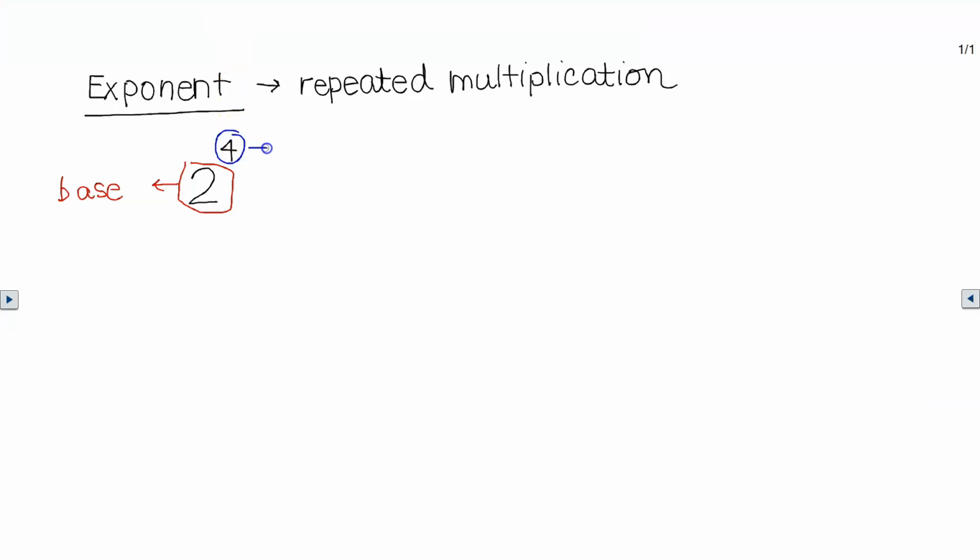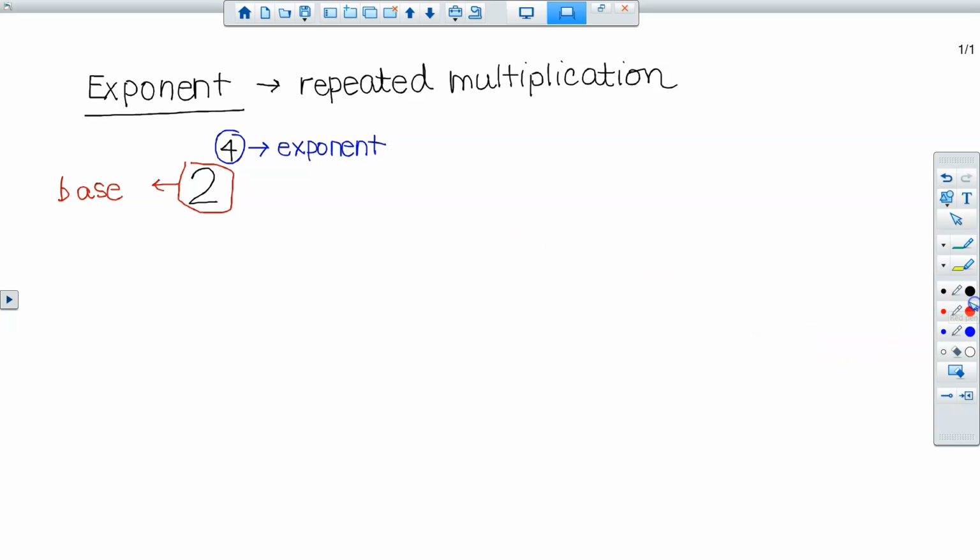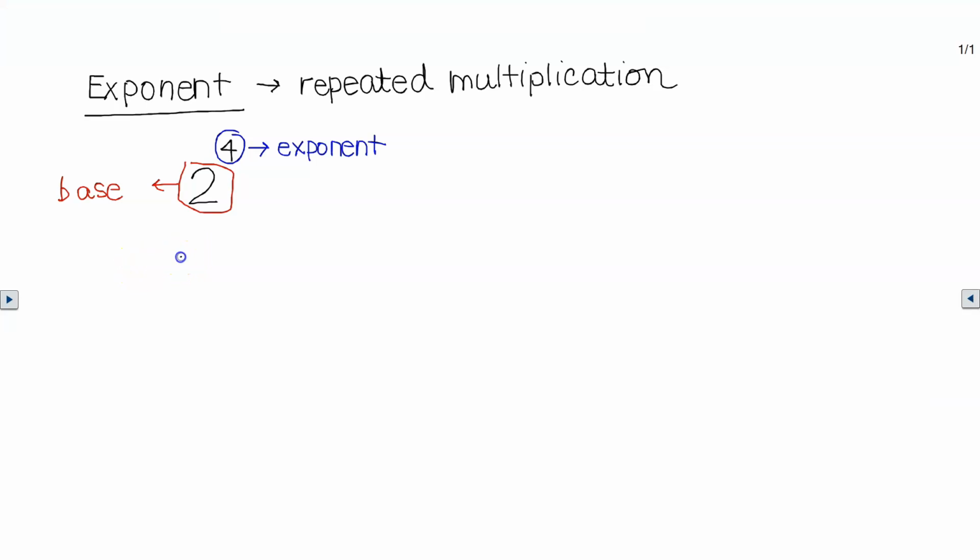And of course, that smaller number is your exponent. It is the exponent's job to tell you how many times to repeat the base in this multiplication problem. So when I see 2 to the 4th power, I am going to repeat the number 2 four times in a multiplication problem. So what this exponent is telling me is to take 4 2's and to multiply those 4 2's together.